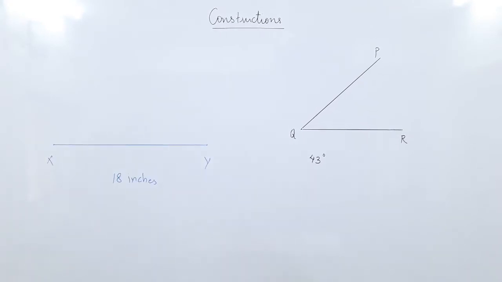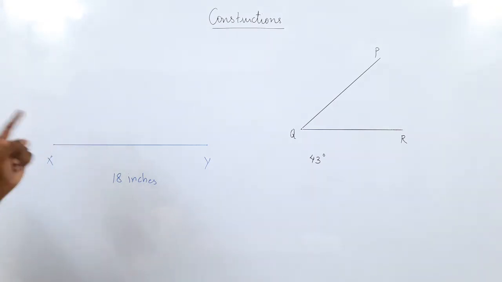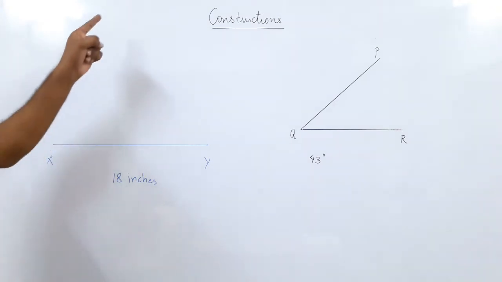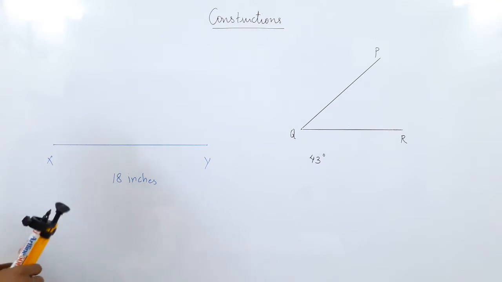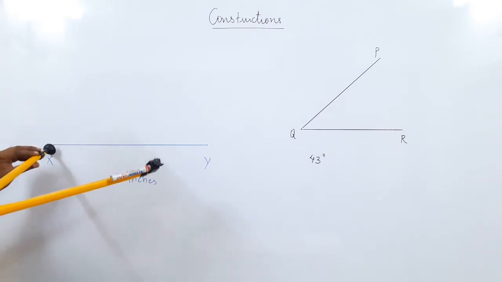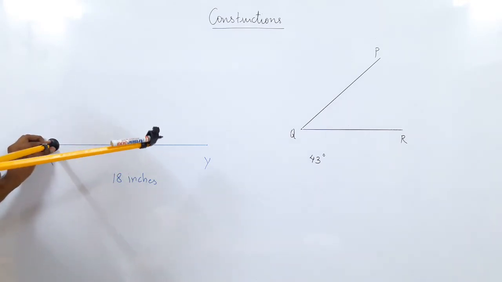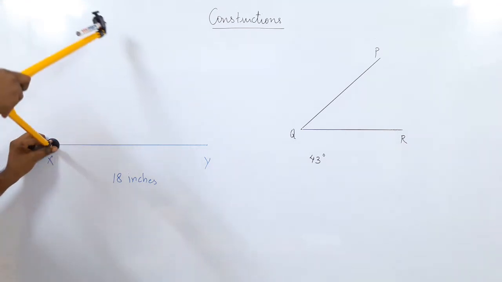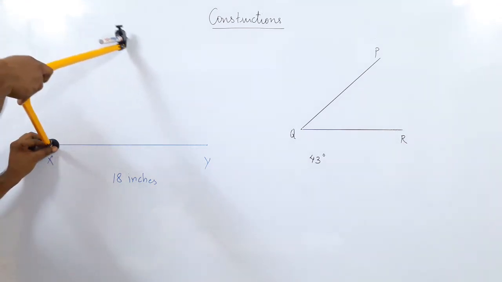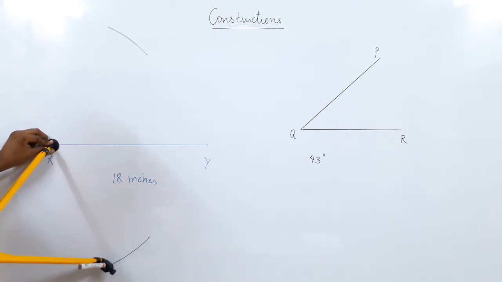So again, I have drawn a line segment XY of 18 inches. So what is the purpose here? I want to exactly cut down the line segment in two equal parts at 90 degrees. So what I am supposed to do? Exactly in the center I place this compass, and I make an arc on the top, and I make an arc on the bottom, same radius.